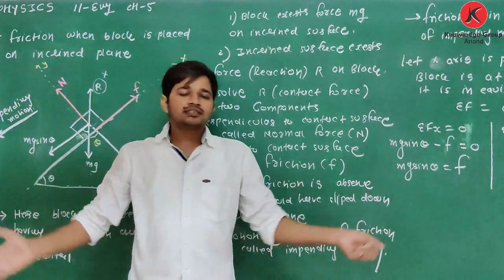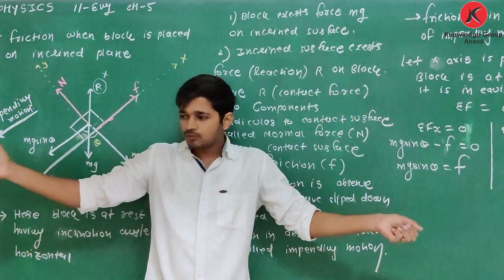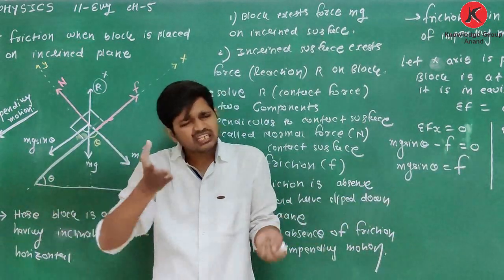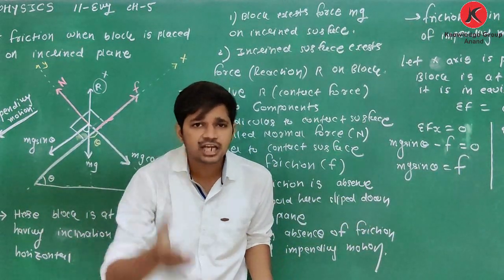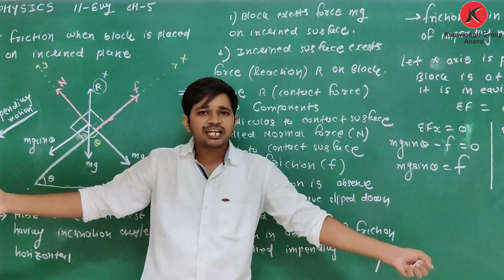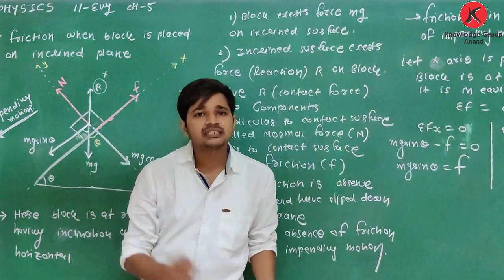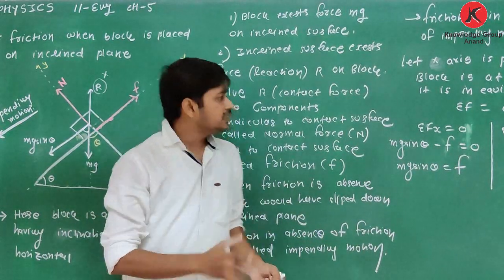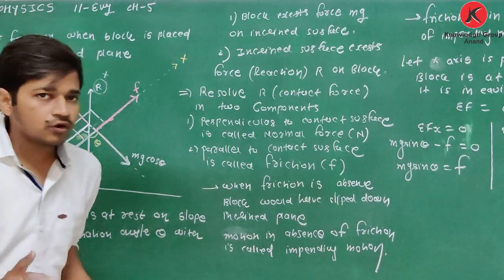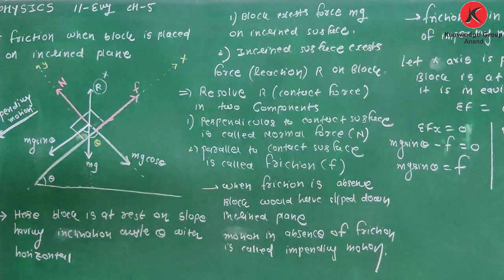If I am here and two persons are pulling me with the same force, then yes, I will be stationary at that point, because from two sides two forces act in opposite directions, so the resultant force will be 0. So what is the meaning of sigma Fx is equal to 0? Mg sin theta minus f is equal to 0, or mg sin theta is equal to f. Clear about this?